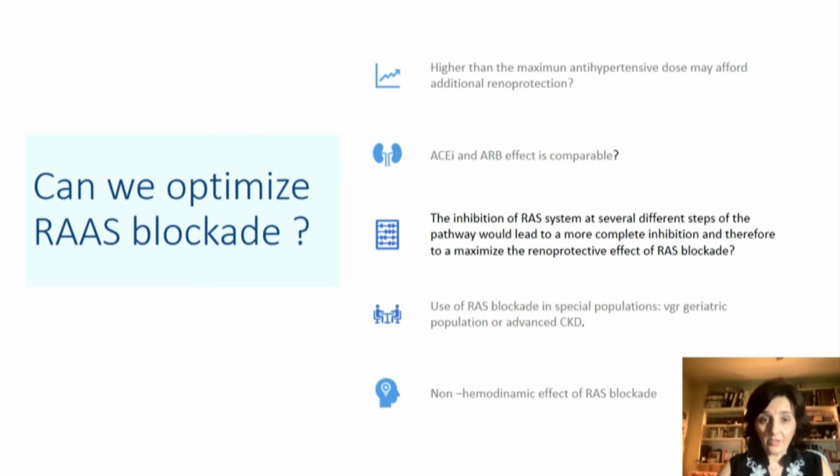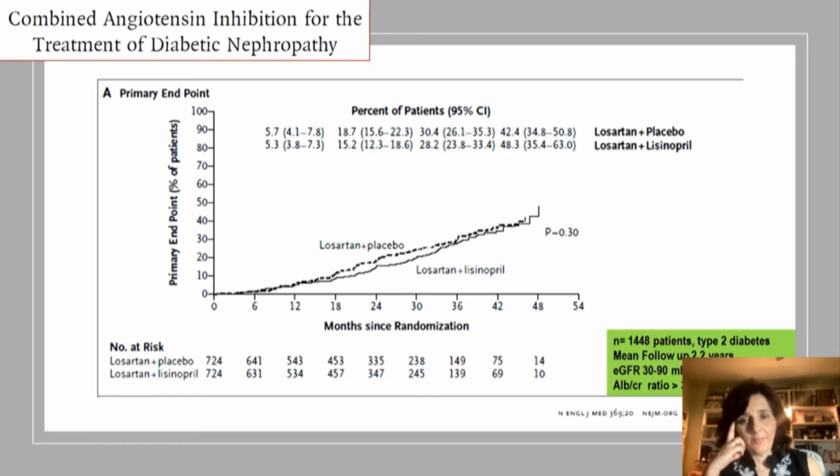And the next question. The inhibition of the RAS system at several different steps of the pathway would lead to a more complete inhibition and therefore to a maximized renoprotective effect of RAS blockade. Combination therapy with ACE inhibitor and ARBs decreases proteinuria. However, its safety and effect on the progression of kidney disease are uncertain.